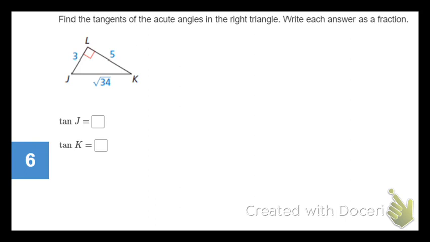On this problem, they want us to find the tangents of the acute angles. Well, there's one right angle in this triangle and two acute angles, angle J and angle K. So for the first part of the problem, we'll use angle J as our reference angle, and we'll start out. Here's angle J. Those are the two sides that make up angle J. The longer is the hypotenuse, the shorter is the adjacent, and the remaining side is the opposite.